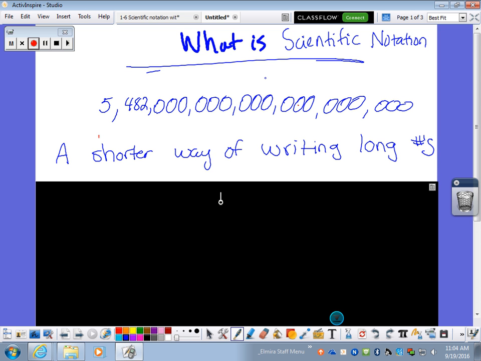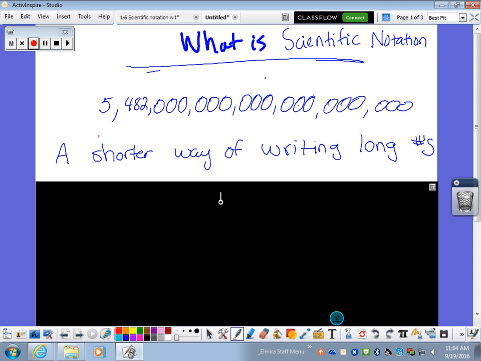Okay, so we have this number right here, 5, some kind of illion, like million, billion, trillion, quadrillion, quintillion, hexillion. I don't know if that's even a word. So, a huge number. Let's say that was the mass of a planet or something. That's huge, and you wouldn't want to write that a whole bunch of times in a lab report.